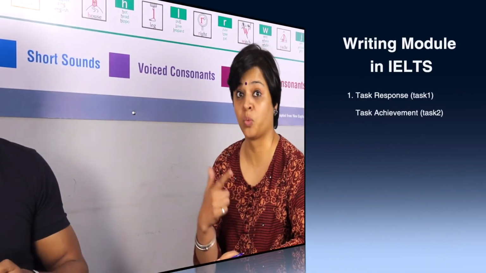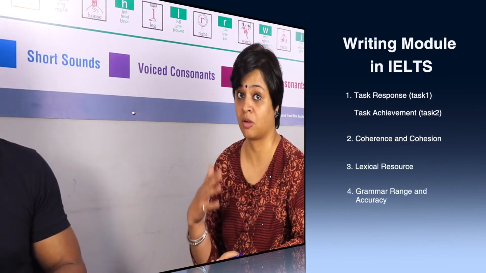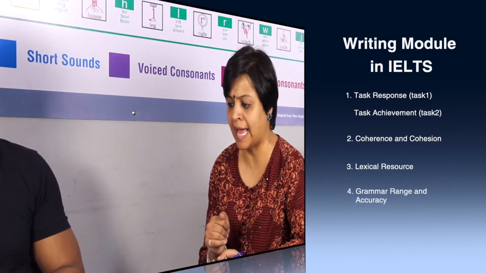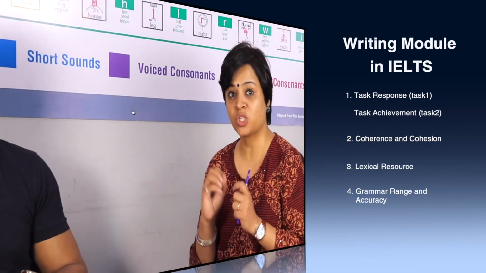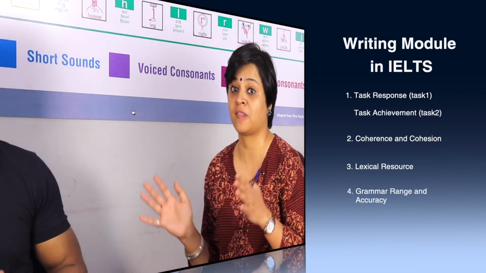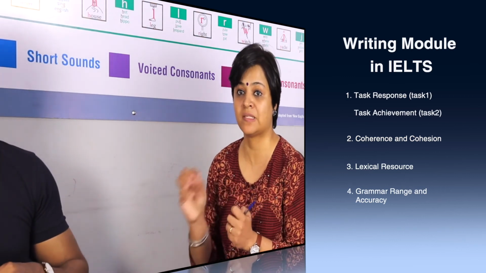So let's just summarize whatever we spoke of till now. When we're talking about getting the band score that you need, you have to take care of all four criteria. The first one is task response or task achievement, depending on which writing task you're dealing with. Then we are talking about coherence and cohesion, and then the lexical resource and your grammatical range and accuracy. Each one of them is dealt with separately and marked separately. So you should make sure that your essay has all of it and it reflects in every sentence that you write.